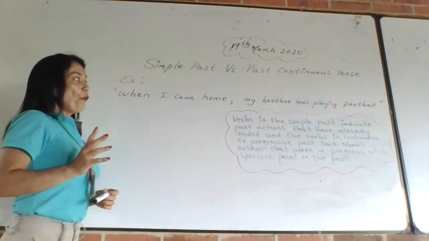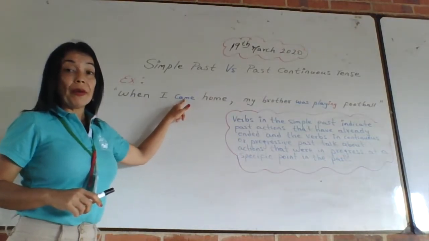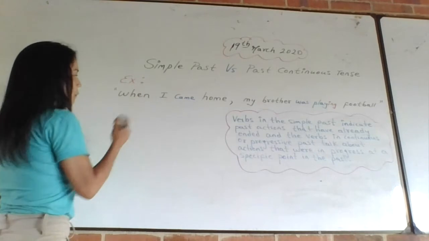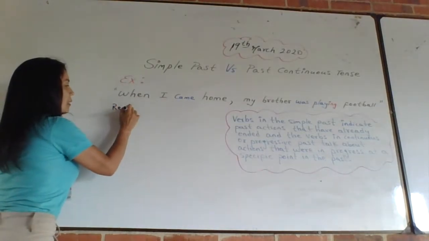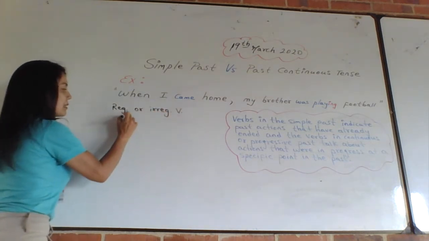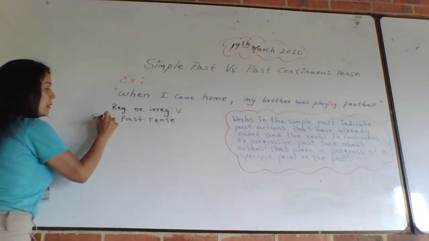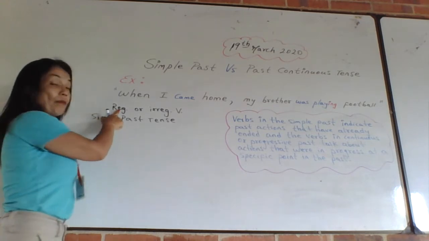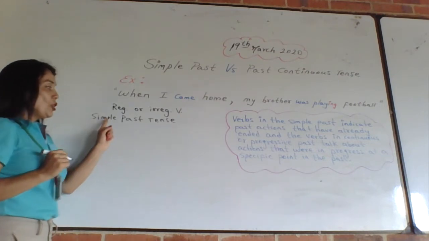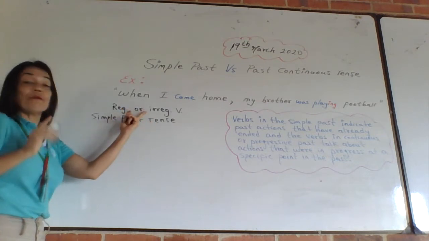Well, at first, it's necessary you remember the grammar rule about regular or irregular verbs in past tense. So simple past tense, this is the topic for today. It doesn't matter if you are talking about regular or irregular. The point is you need to know how to handle the rule about simple past tense of them.